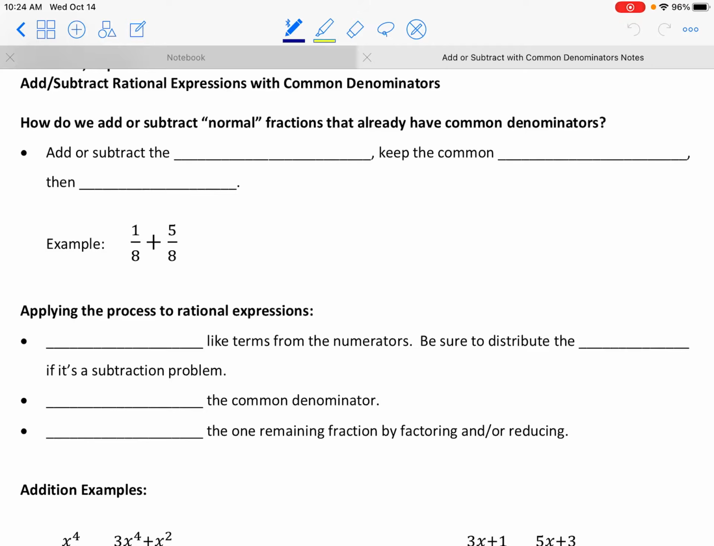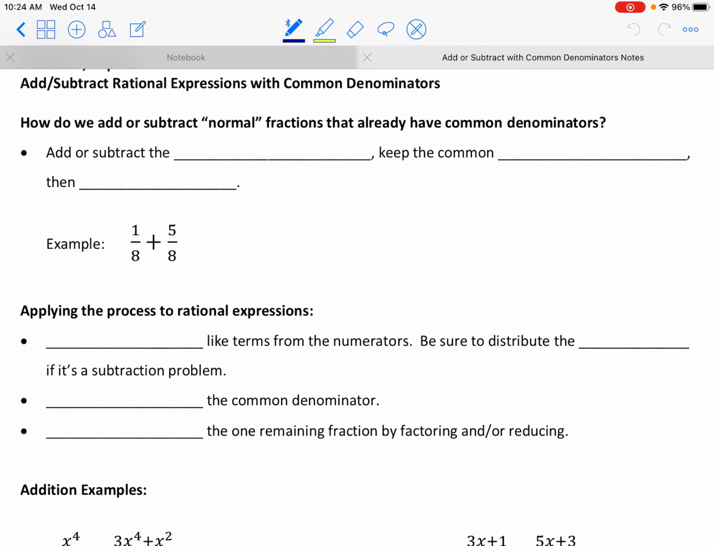And what's helpful to realize when you're dealing with rational expressions is that the same rules that apply to normal fractions that don't have polynomials also apply here when we do have polynomials. So adding and subtracting fractions, multiplying and dividing fractions, the same rules apply as for rational expressions. Okay? So we're already going to have common denominators for the fractions we're going to look at today.